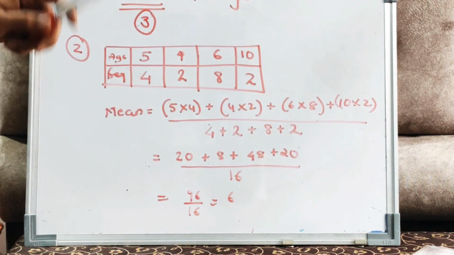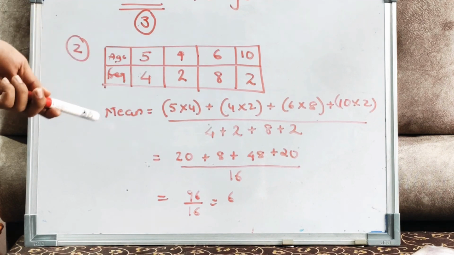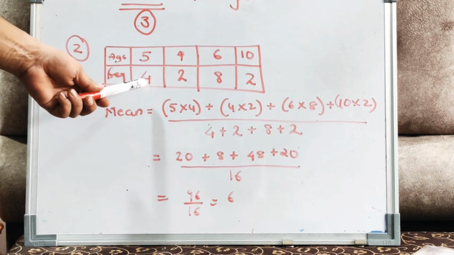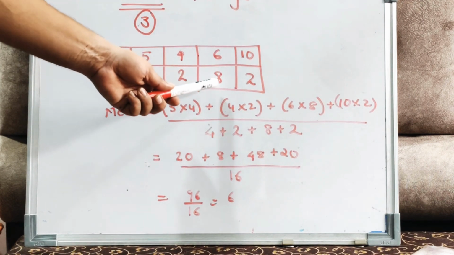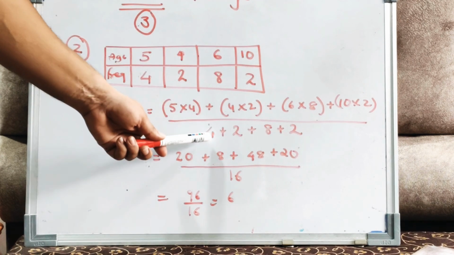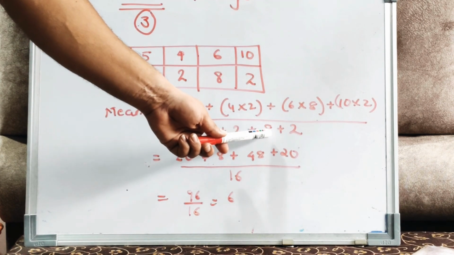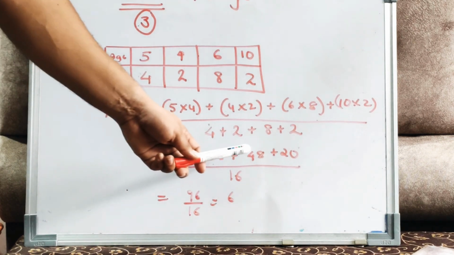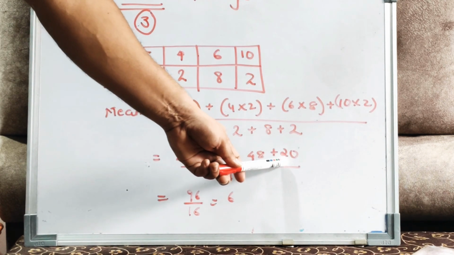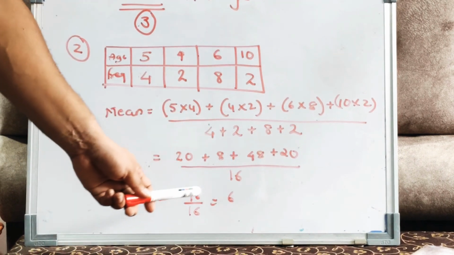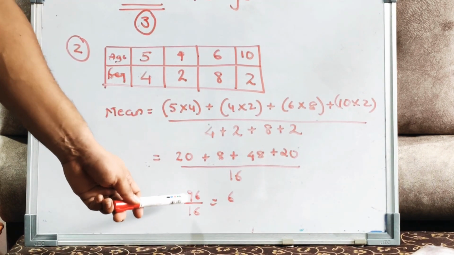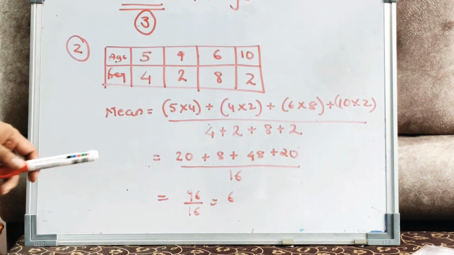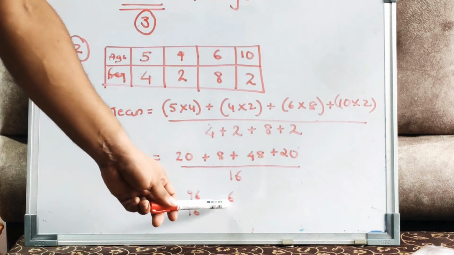Plus, the denominator is what? Number of observations, for which I have already given you the formula in the first part. 4 plus 2 plus 8 plus 2. So 4 plus 2, 6, 6 plus 8, 14, 14 plus 2 gives 16. In the numerator I add 20 plus 8, 28 plus 48, 76 plus 20 gives me 96. 96 upon 16 gives me 6. So here in this case, the mean is 6.